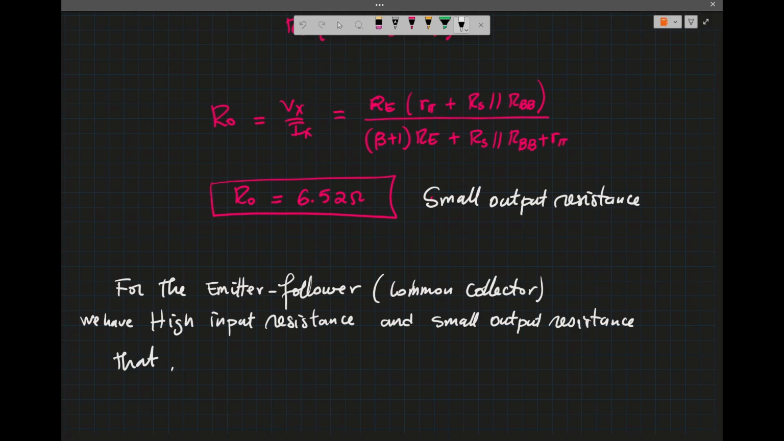That is why it's sometimes called an impedance transformer, or resistance transformer.